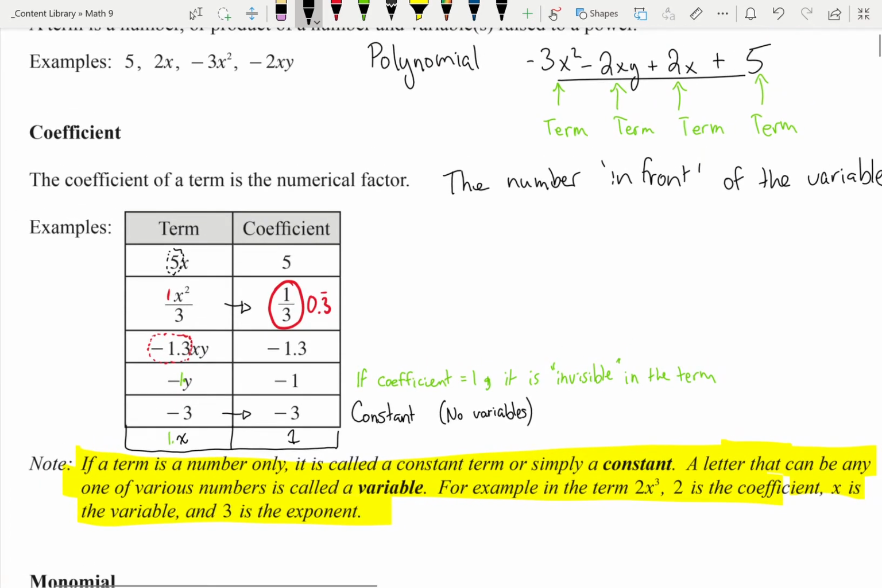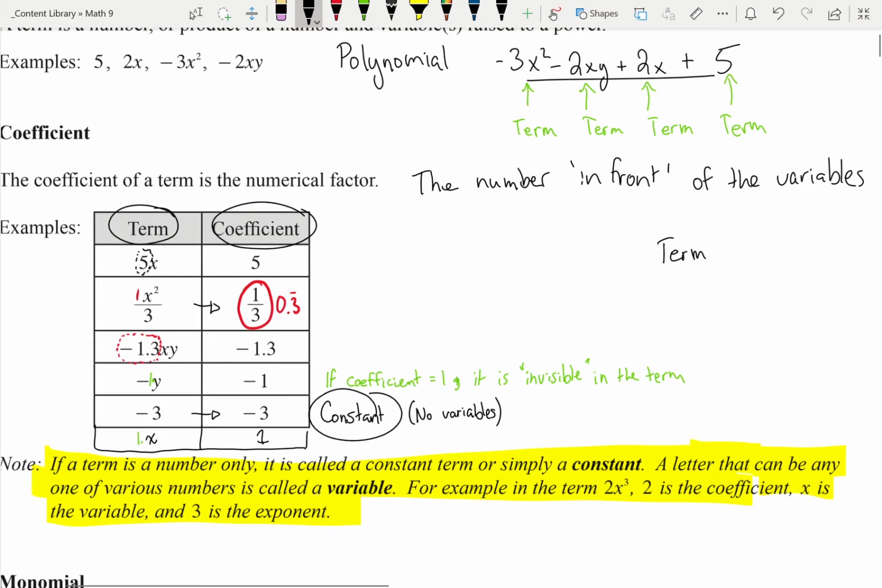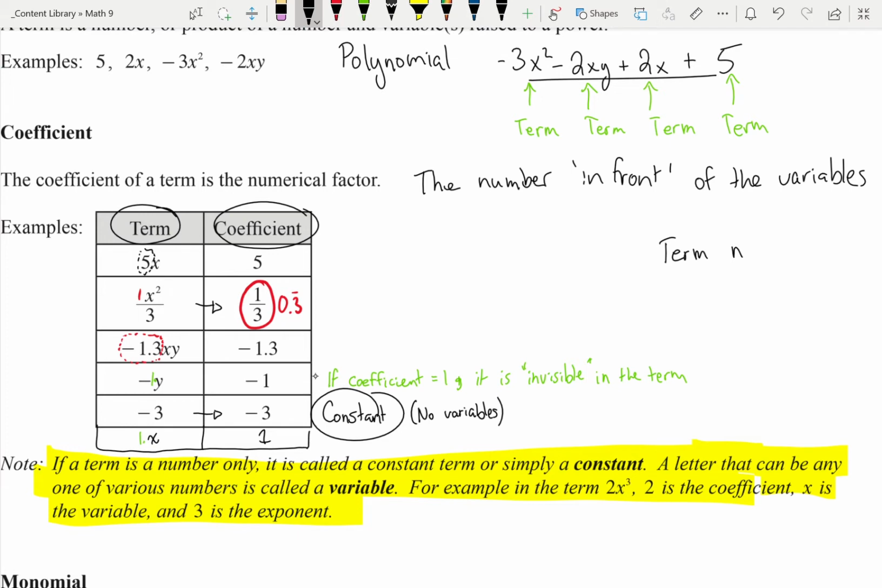So for the first part, just keep in your brain what a term, a coefficient, and a constant are. A term is numbers, variables, and powers together. A coefficient is a number only.